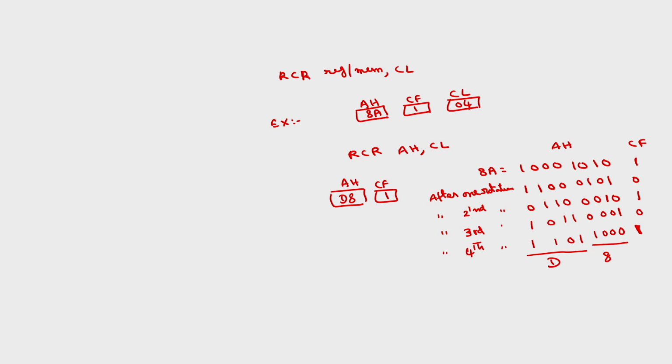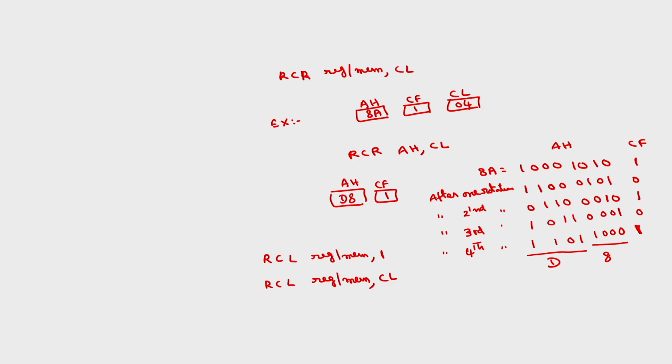Similarly, this is the right operation, we have the left operation also. We have two instructions for left. RCL register slash memory, we can shift by 1 bit position. The contents of either this register or memory will be shifted to the left by 1 bit position through carry. This is through carry. And we can have RCL register slash memory comma CL, if we want to rotate through carry the contents of register or memory to the left by CL number of times.